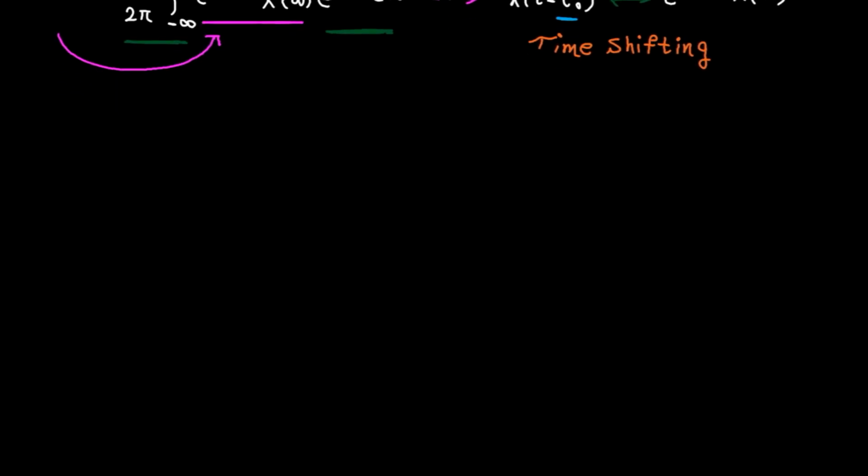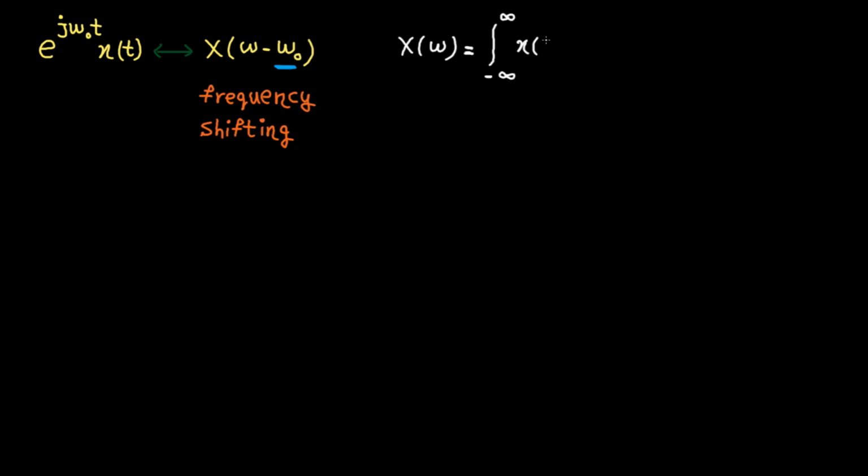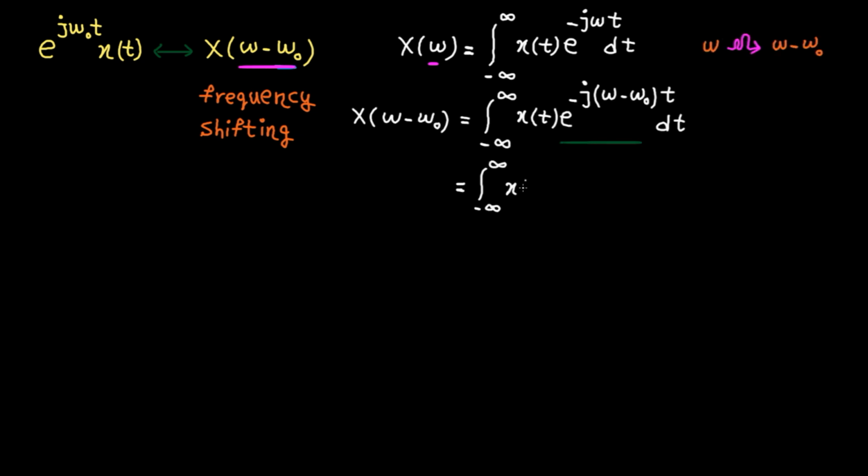Now let's look at the frequency shifting property. To prove this, I prefer to use Fourier transform integral. Now let's replace omega by omega minus omega naught. Here we go. Break this term into two exponential functions. Bring this one to the front.